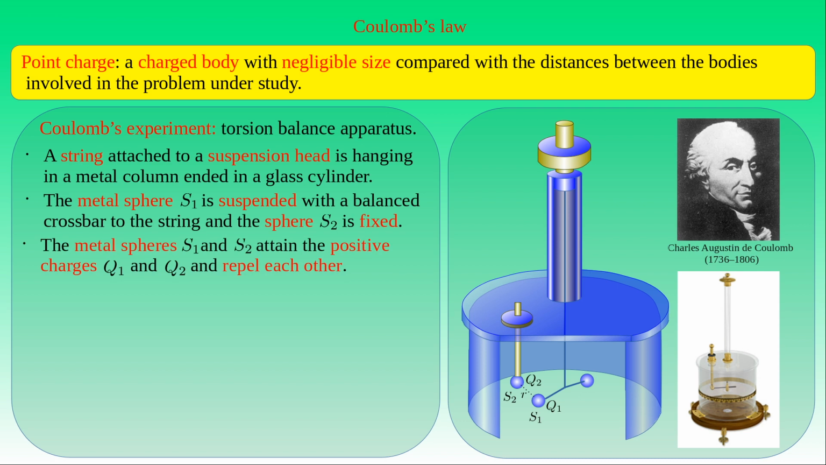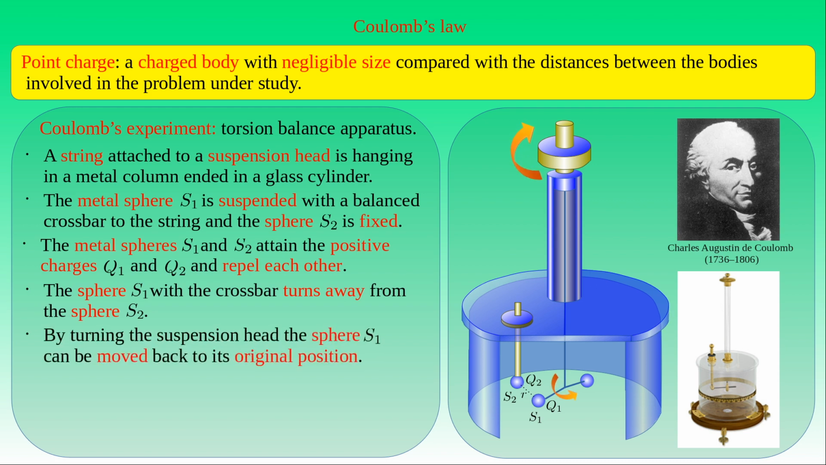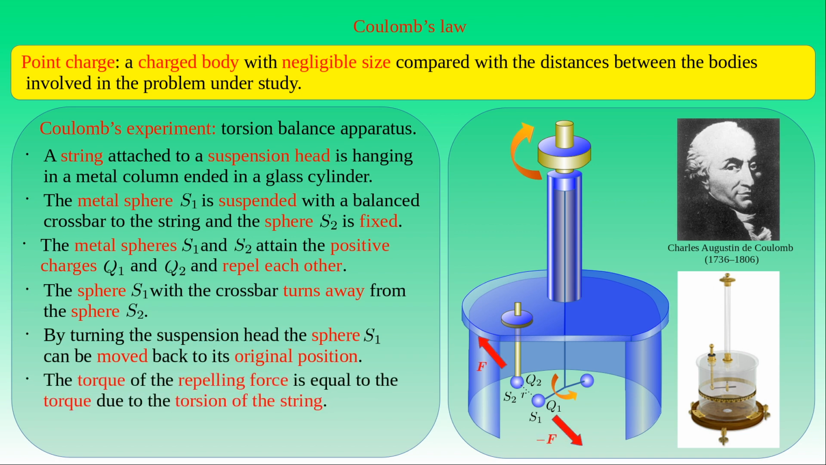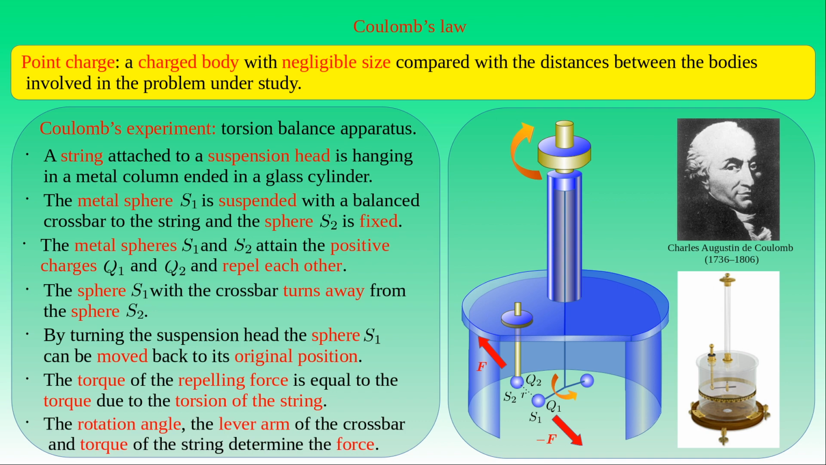Then the metal spheres repelled each other, and the sphere S1 attached to the crossbar turned away from the sphere S2. He turned the suspension head in the opposite direction, so that the sphere S1 was moved back to its original position. In the new balance, the torque of the repelling force between the spheres was equal to the torque due to the torsion of the string. The rotation angle of the suspension head, the lever arm of the crossbar, and the torque of the string determine the force acting between the spheres.